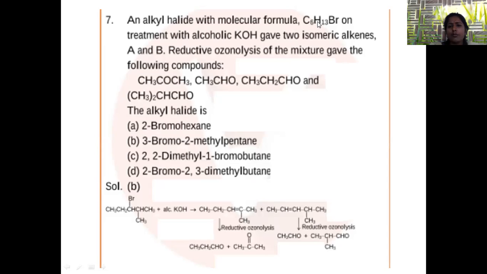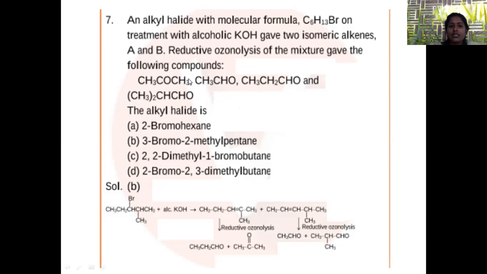The compound of formula C6H13Br is treated with alcoholic KOH. Alcoholic KOH is the dehydrohalogenating agent, removing a hydrogen from the adjacent carbon atom so that we get an alkene. The formed alkene, when treated with ozone, has its double bond cleaved, and we get 2 fragments of carbonyl compounds. So double bonded carbons get converted into carbonyl functional groups. That is the reaction mechanism involved in this.